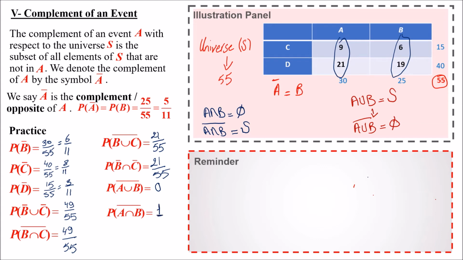There is a special reminder. If you look here at these exercises or these equations that we have just solved, calculations, sorry. Look here, P of B bar union C bar and P of B intersection C all bar, they are equal. Therefore, this reminds us of De Morgan's rule. This is De Morgan's rule.